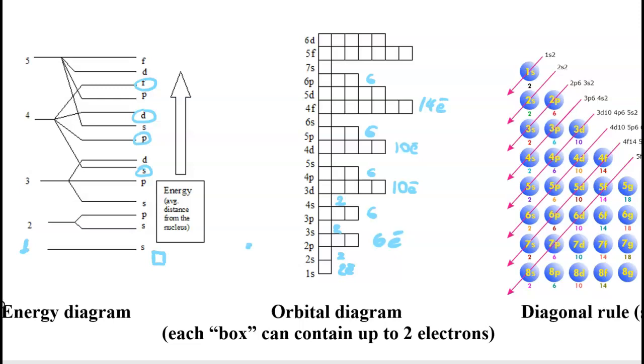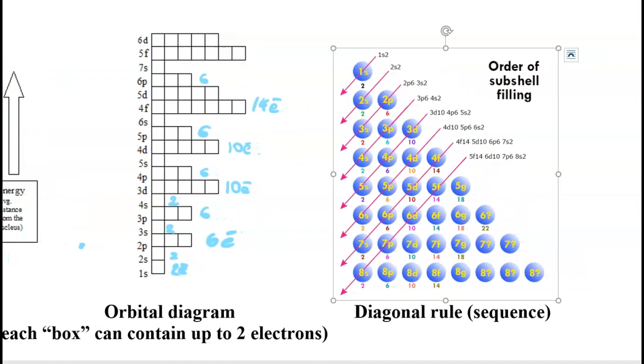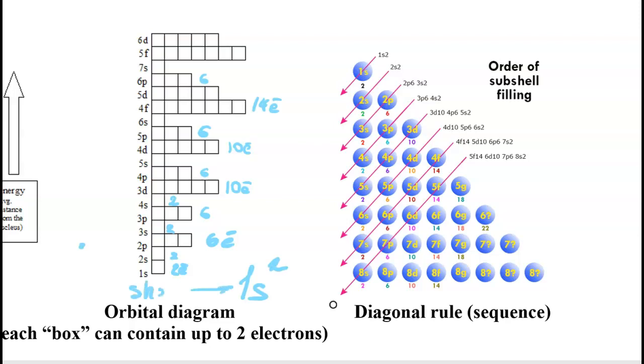And let's go back to our Aufbau principle. Order of subshell filling. First of all, the 1s orbital is filled, maximum 2 electrons here. So let me explain what that means. 1s2, for example. 1 means shell. s means subshell.